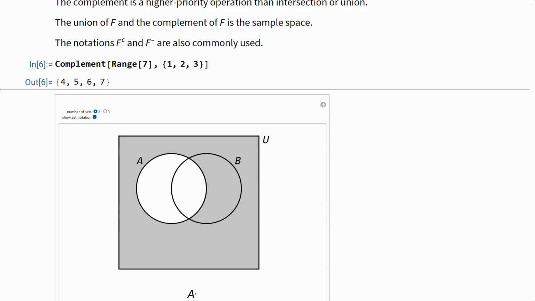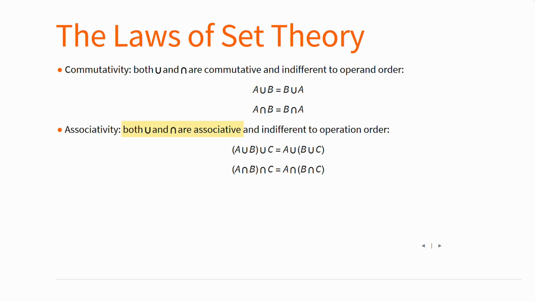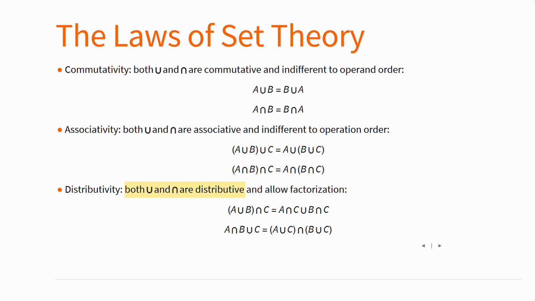Now let's go through some important laws of set theory. Union and intersection are commutative, meaning A union B is equal to B union A, and the same applies for intersection. They're also associative, meaning the list of unions can be calculated in any order, and the same applies for intersection. Finally, union and intersection are distributive, so they allow factorization.